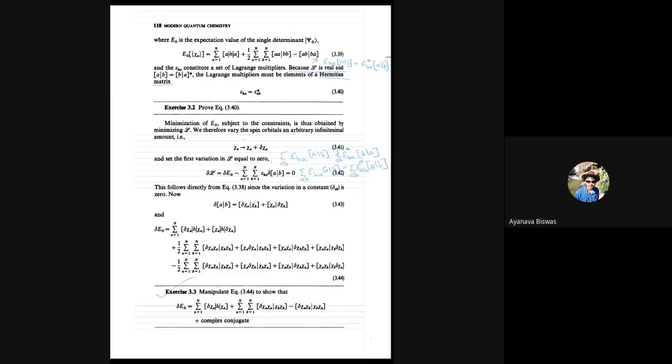And in the exercise, the terms they have written are the ones where the delta is on the starred orbital. And in the complex conjugate, you will have the deltas on the unstarred orbital. That is all.